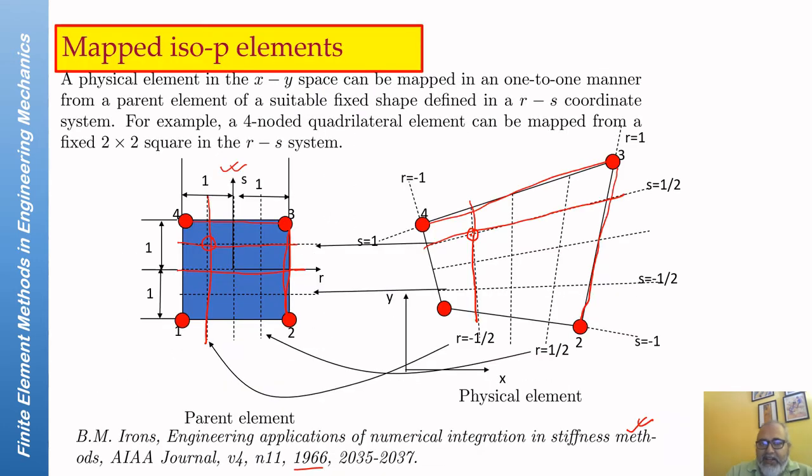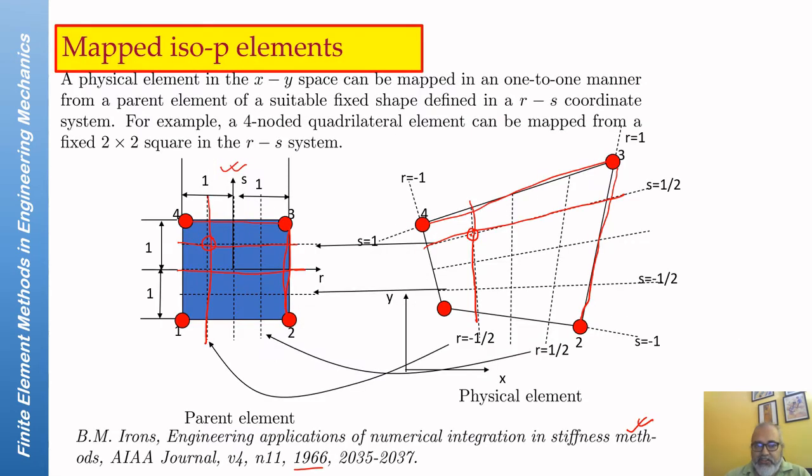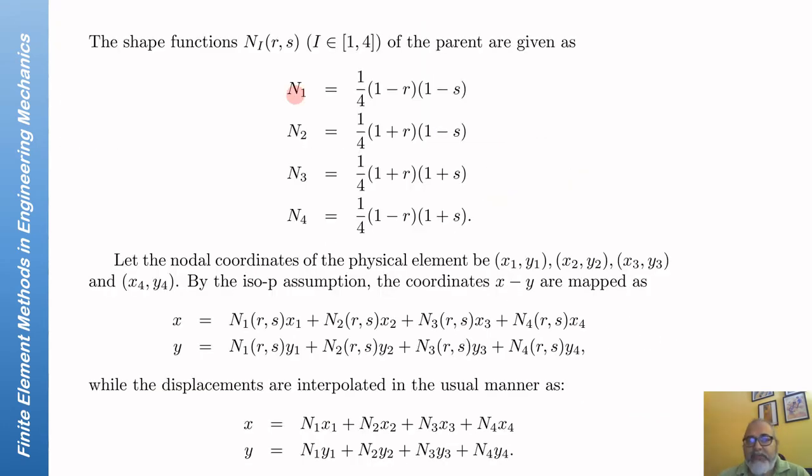Now, in the RS system, if this is your parent element, we have already done the rectangular element. We have already done the shape functions of the rectangular element. And now for this rectangle, which is a square, A and B both are equal to 1. So you simply put 1 in place of A and B, and you get the shape functions in the RS coordinate system, the 4 shape functions for the square element that we have.